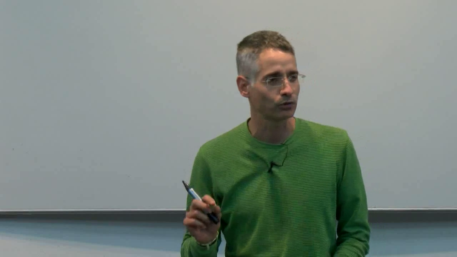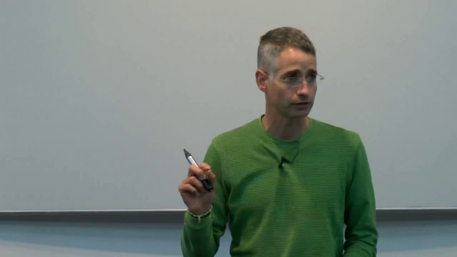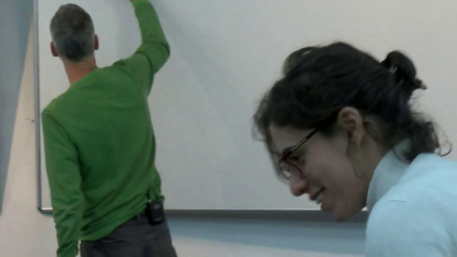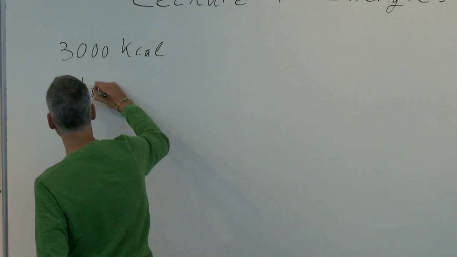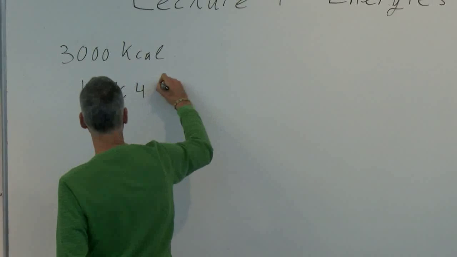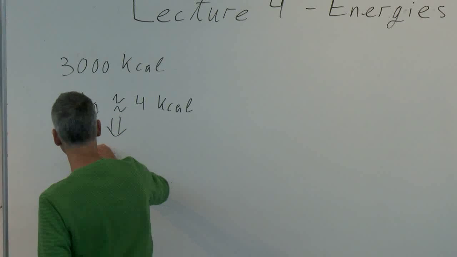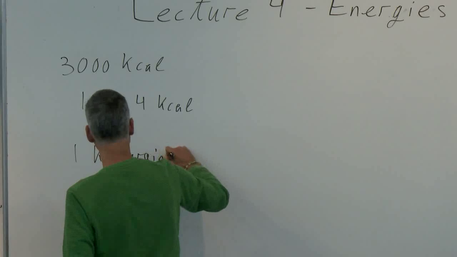I was asked about the question of how much water would be required. So I'll just mention it really briefly. We said that we need about, say, 3,000 calories. And 1 gram is about 4 kilocalories. So that means that I need to eat 1 kilogram of grains per day.